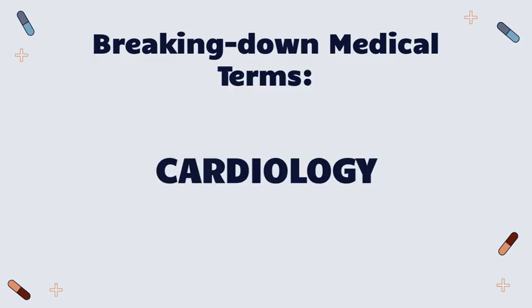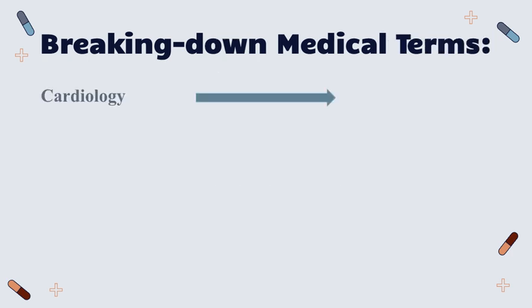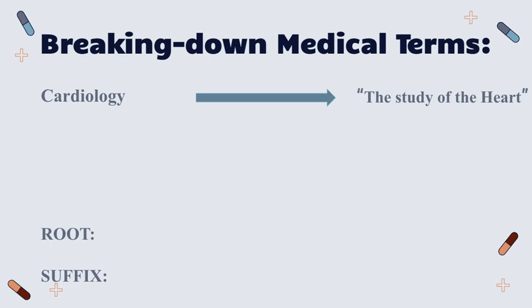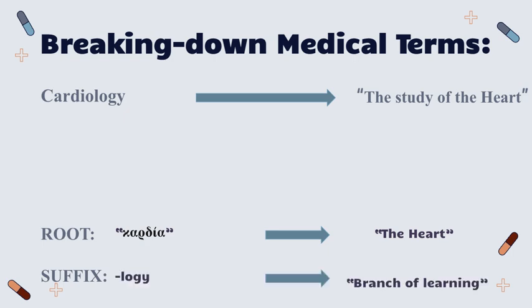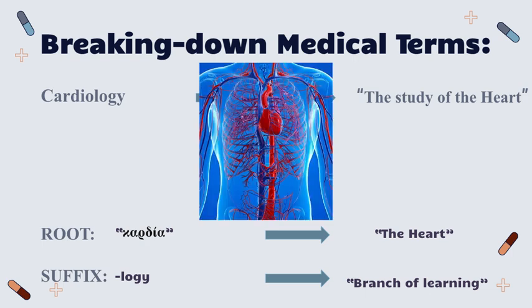The next medical term we will break down is cardiology. Cardiology means the study of the heart. The root of this word comes from the Greek word kardias, which means the heart. The suffix of this word is logi, which means a branch of learning. When we put this back together, the word means a branch of learning the heart.